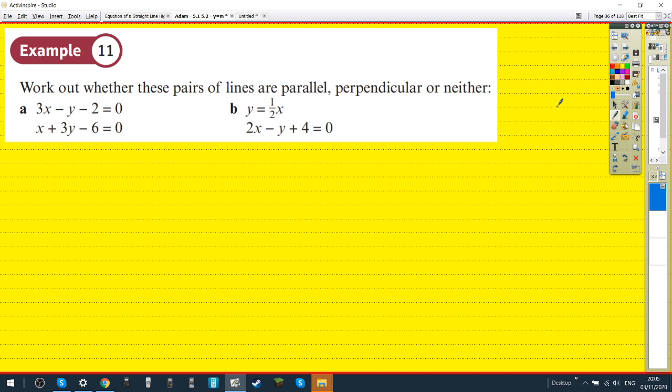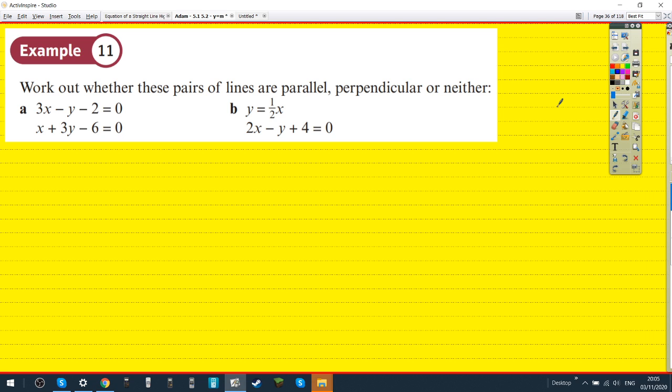So, could you put that as a simultaneous equation, the first one? That would give you where they cross over. Let me think about this. No, I think that would create more problems. You're trying to find the gradients of each line, for both equations? Yep. Okay.